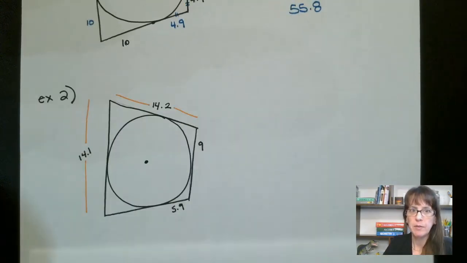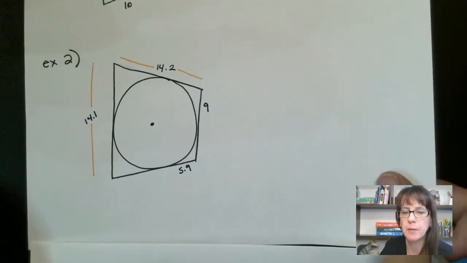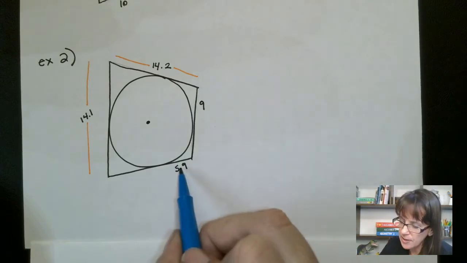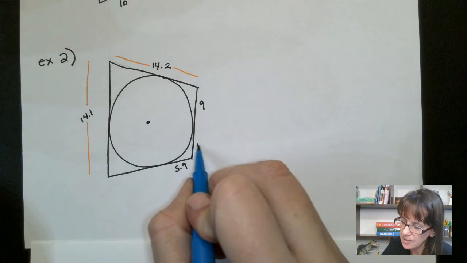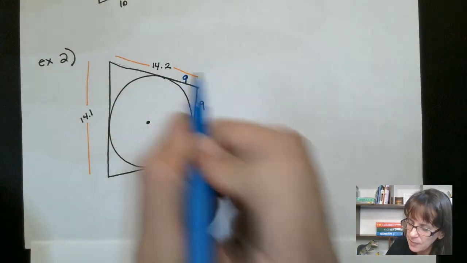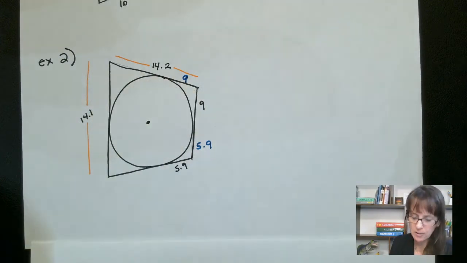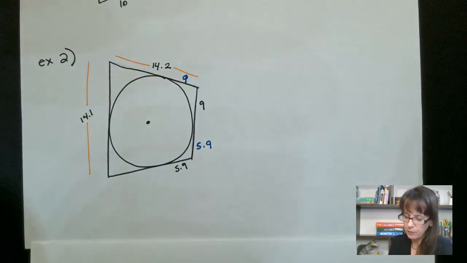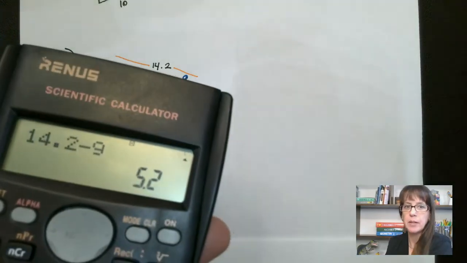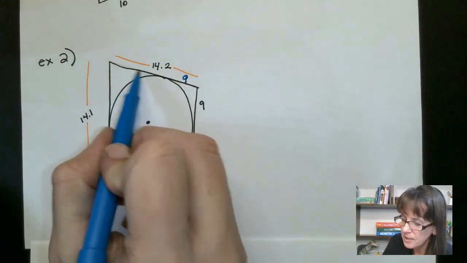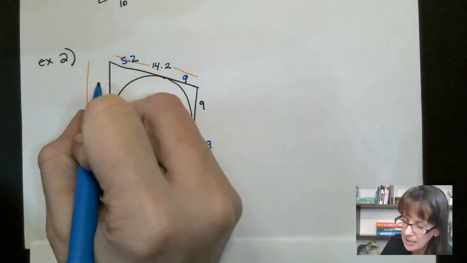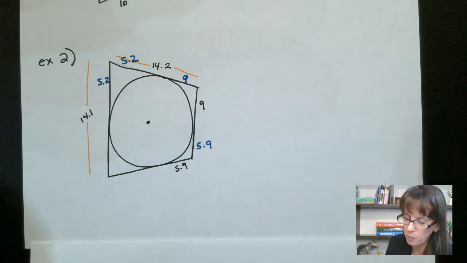All right, we've got this one. Now this one's a little bit trickier because we have to do a little mixing here. So we know that this is 5.9, so this has to be 5.9 here. This is 9, so we know this has to be 9 here, but the whole thing is 14.2. So if we take 14.2 and subtract 9 from it, we end up with 5.2. So this little bit right here is going to be 5.2. That means this is also 5.2.